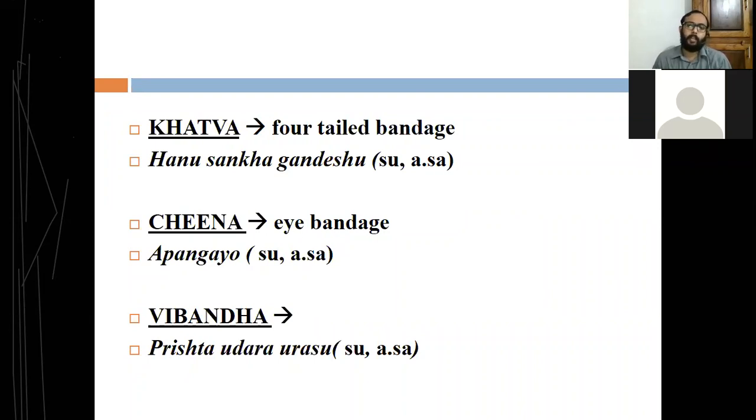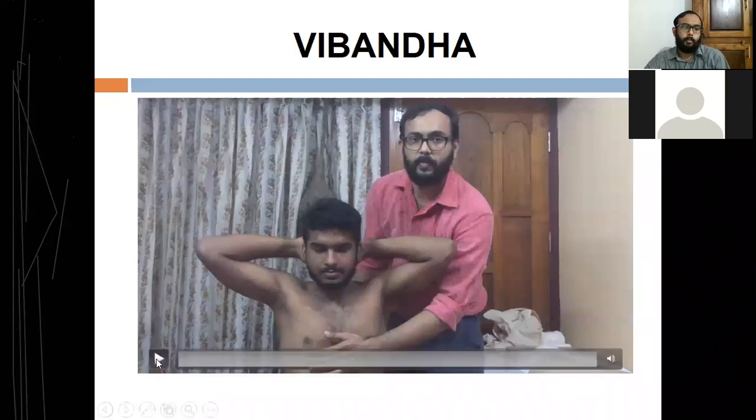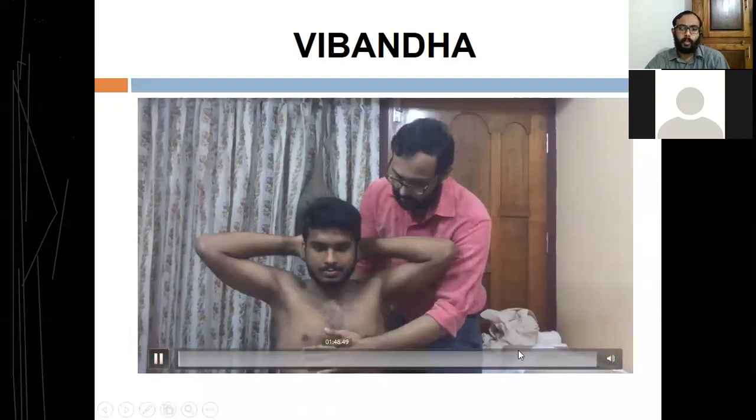China Banda is eye bandage, Abangyo China. After applying Pindi, we are doing this particular bandage. Vibanda is Prashtodala Varasu Vibanda. In rib fracture and in T12 fracture, we can use this Vibanda Banda. Coming to Vibanda Banda, here we can see Vibanda Banda.